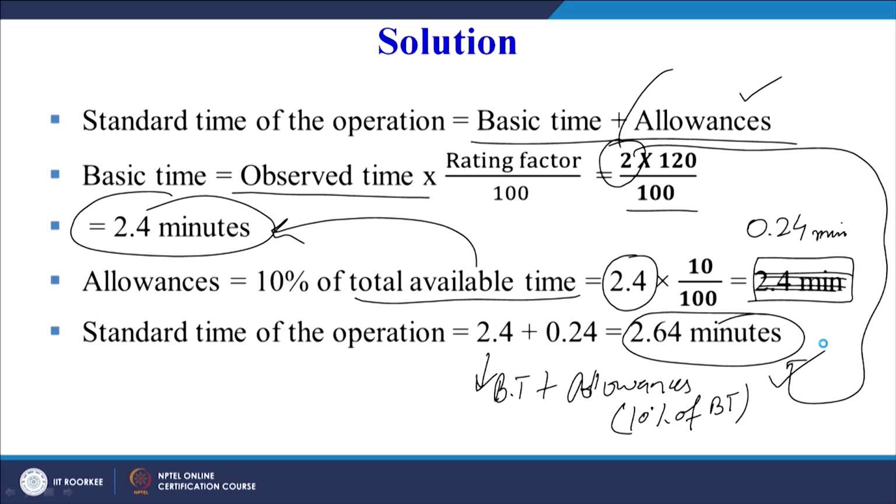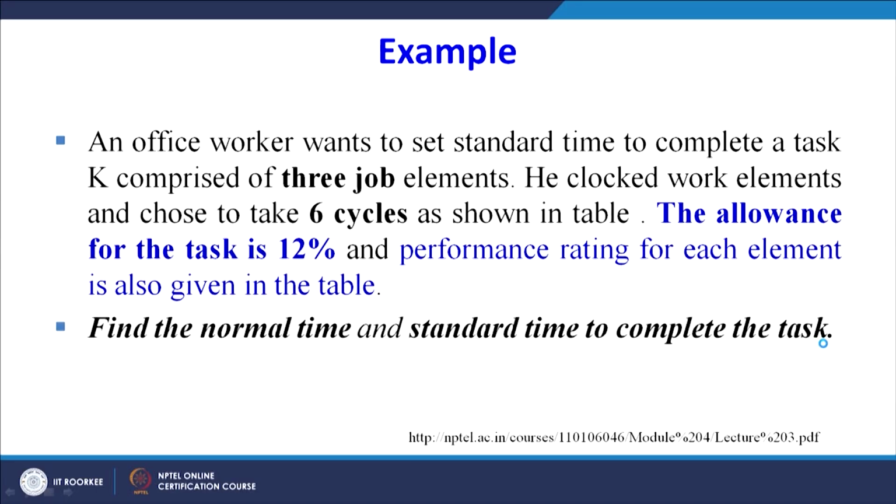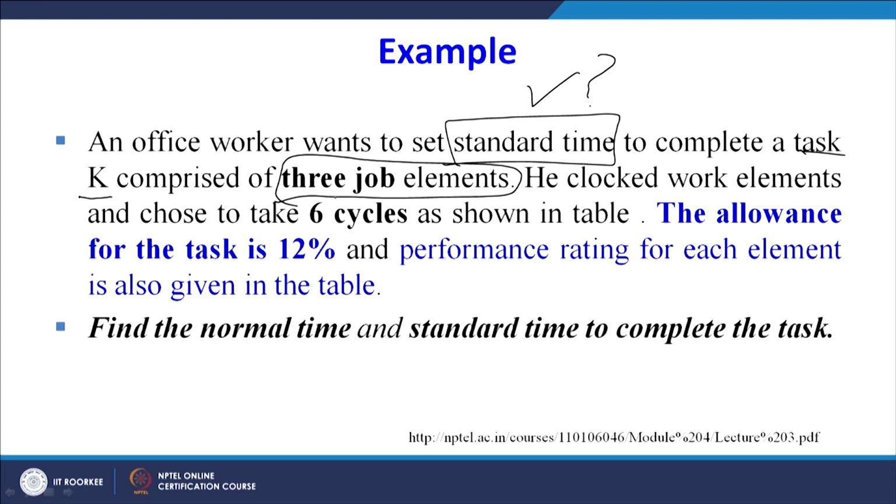Now, let us see another problem. This is example number 3 on your screen. Let us try to first understand the problem. An office worker wants to set standard time. So, in all the problems we are trying to calculate the standard time, which is our objective. An office worker wants to set standard time to complete a task K. So, the name of the task is task K. It is comprised of 3 job elements. So, the total work or the task is divided into 3 job elements.